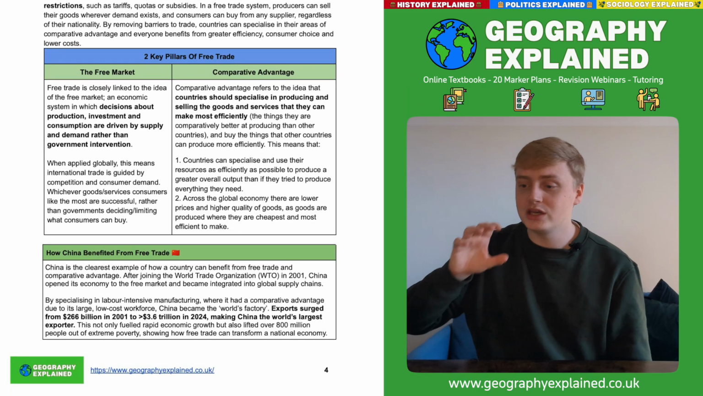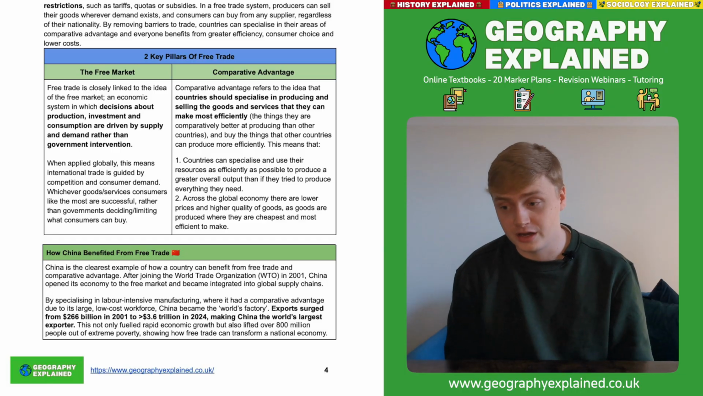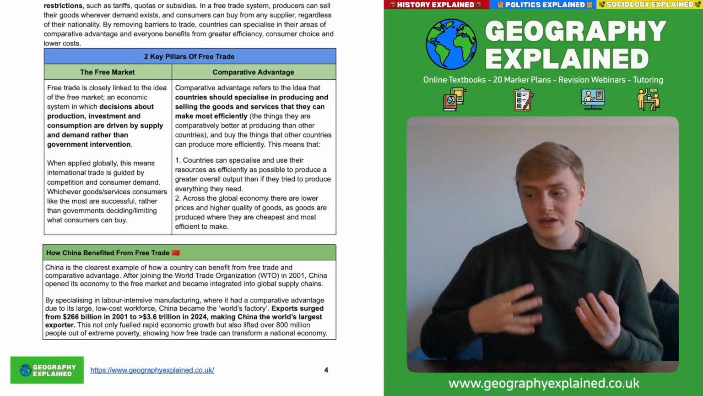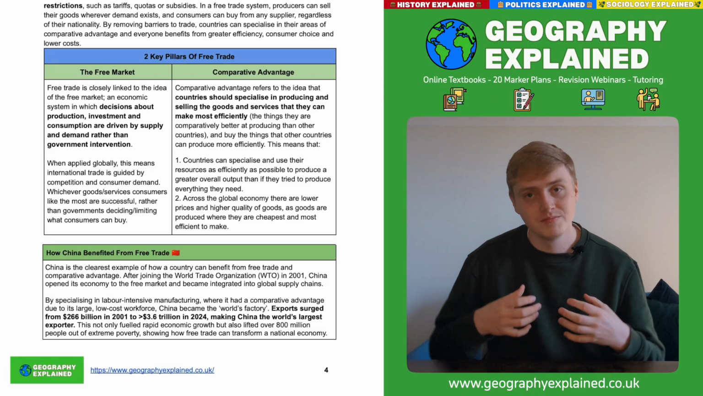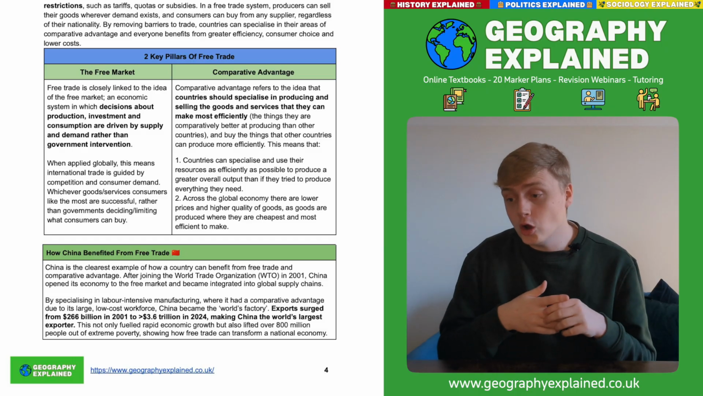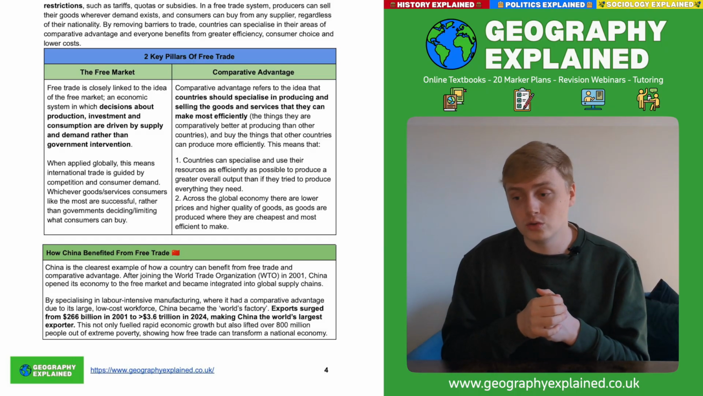A key case study we can look at of a country that's really benefited from free trade is China. It's the clearest example of how a country can benefit from free trade. After joining the World Trade Organization in 2001, the World Trade Organization's key role is to promote free trade, China opens its economy to the free market in the world and became integrated into global supply chains.